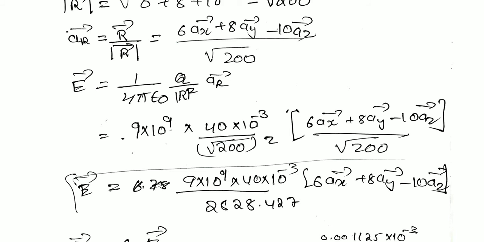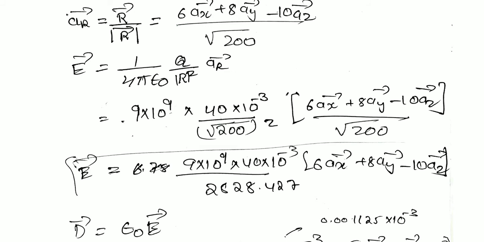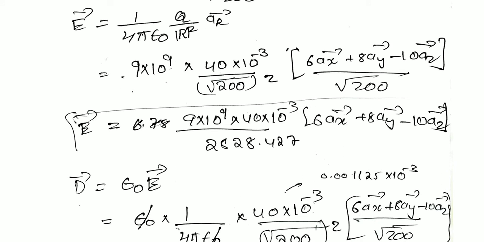So now we will substitute all those things. E is given by 1 by 4 pi epsilon naught Q by r square into ar. So first we have to calculate E, then we can calculate D. In order to avoid the simplification, we can directly substitute the formula in D.